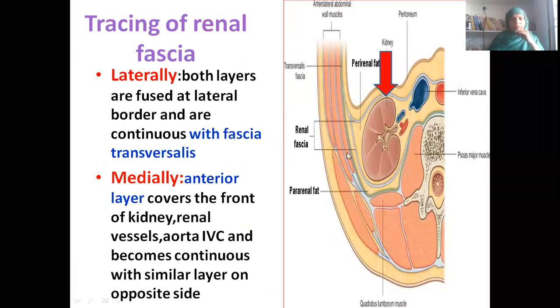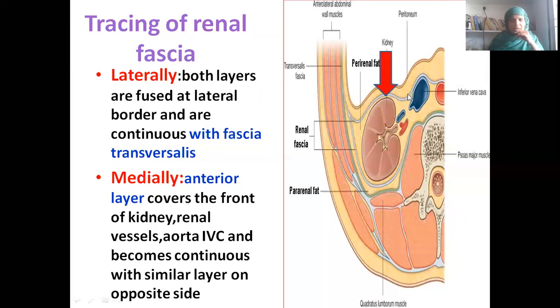Now see here. Laterally, we have already traced the anterior layer, Toldt, and the posterior layer, Zuckerkandl. Both of them are fusing laterally to become continuous as which fascia? Only Lokesh should answer, please. The anterior layer and posterior layer of the renal fascia are laterally fusing to form which fascia? Meghana? Which fascia are we finding here? Fascia transversalis. Very good. Fascia transversalis.